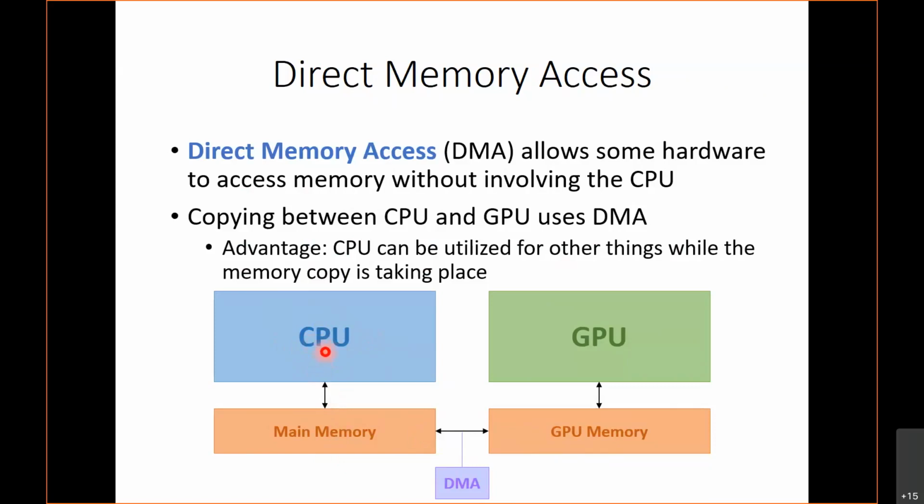But what kind of address does the CPU use to access main memory? Virtual address. And what about a DMA? What's the DMA going to use? The physical memory. It's going to use a physical address, right?